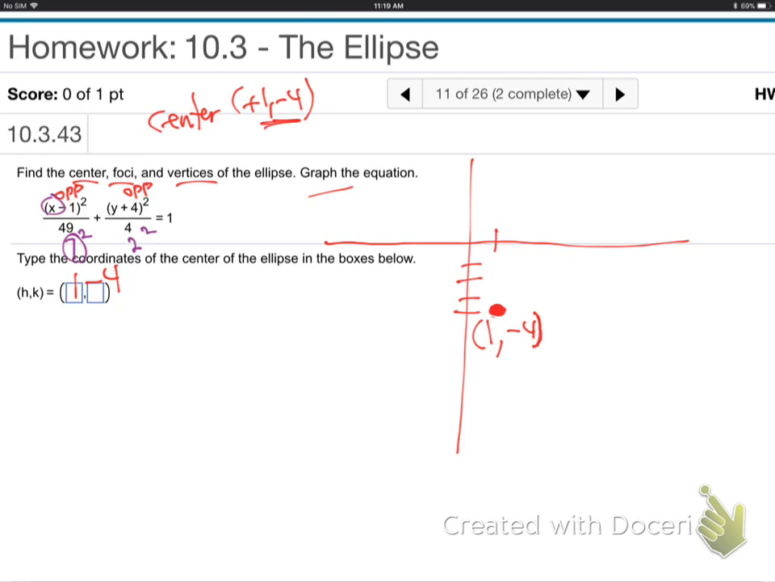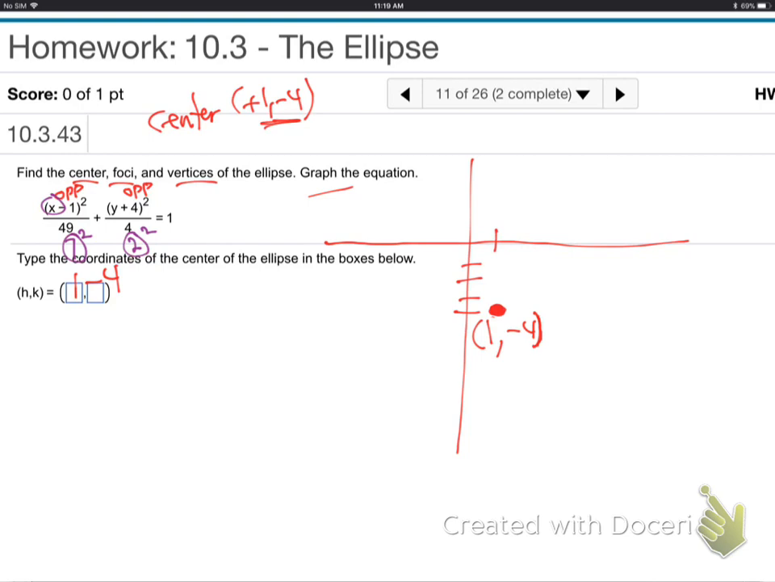Whether you call it A or B or Joe or whatever you call it, doesn't matter. It's under x, so it's right, left. So it's right 7, left 7. And what's underneath y is 2, up 2, down 2. So is this one taller or wider? Wider, because x is bigger. So whatever number's bigger under the x or y, that tells you which direction is the major axis.